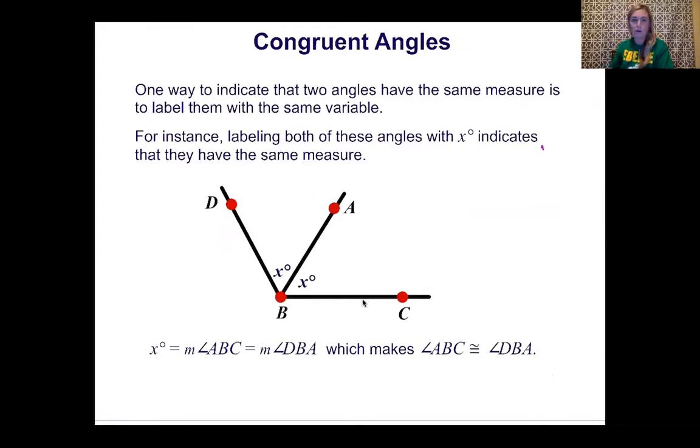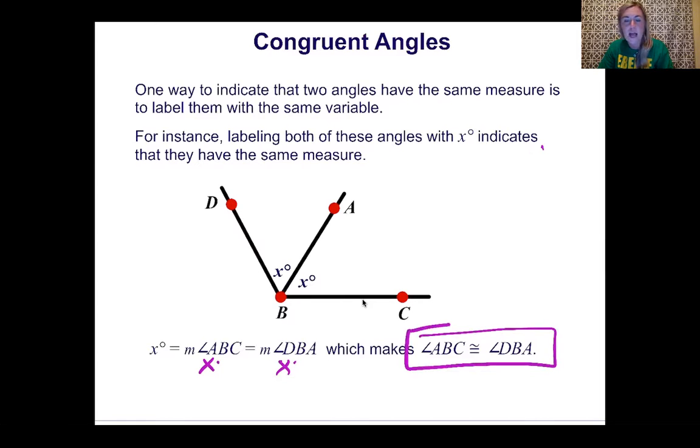So continuing on to talk about this, one way to indicate that two angles have the same measure is to label them with the exact same variable. For instance, labeling both of these angles with an X indicates that they have the exact same measure. So X equals the measure of angle ABC, and it also equals the measure of DBA. So we know that the measure of ABC is X, and we know the measure of DBA is X. Well, that's the same thing, okay? Which makes them congruent. That doesn't mean their sides are the exact same length. That just means that their angles are the same.